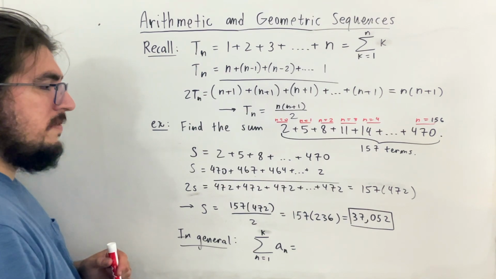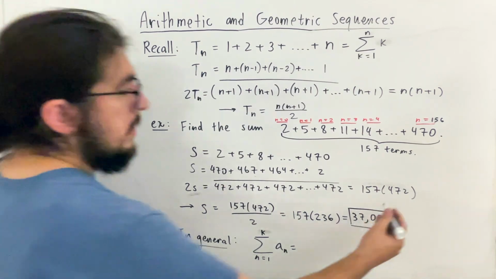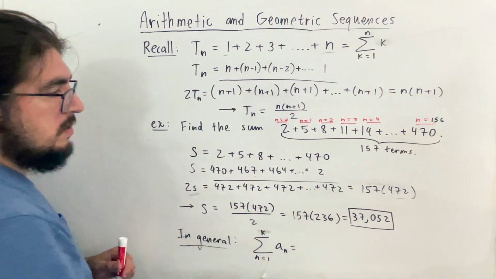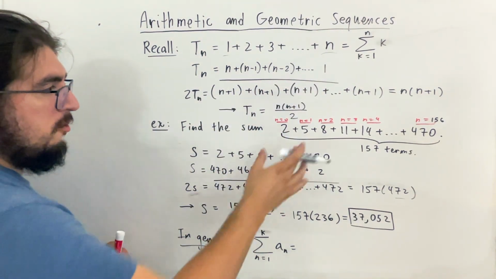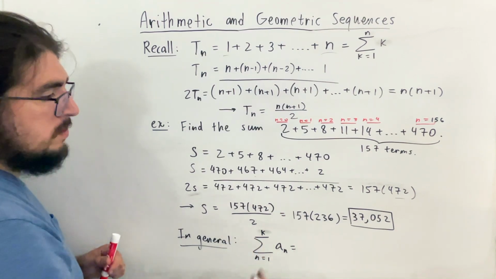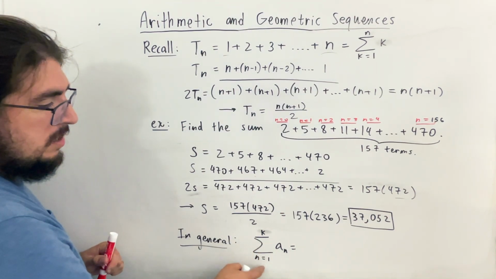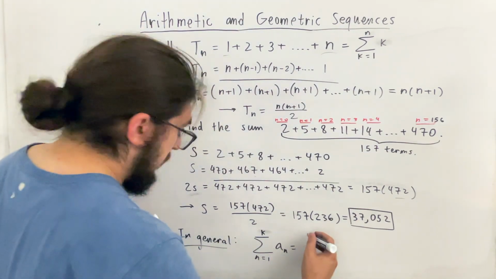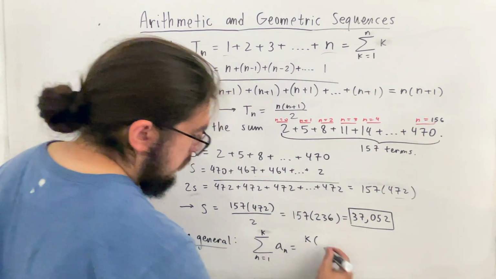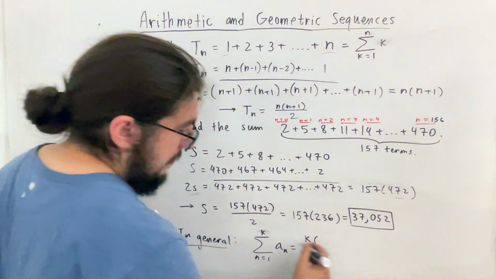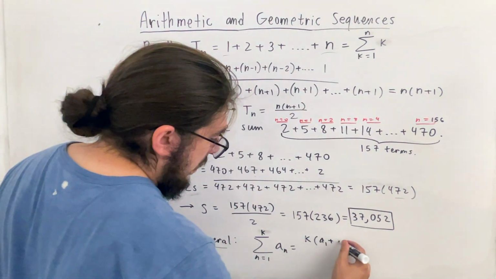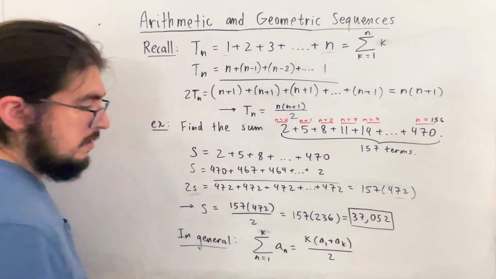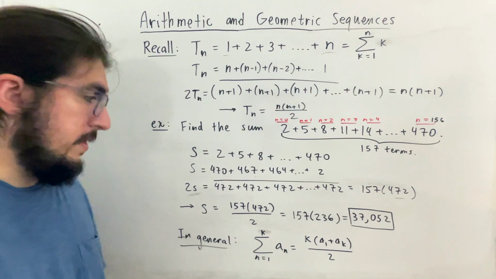So we know 472 came from the sum of the first and last term. Just like here, the first and last term add to n plus 1. So we're adding that to itself however many times we have terms. If you go from 1 to k, there are k terms. Then the sum of the first and last term, a1 and ak, all divided by 2. So that's a general way of writing this.